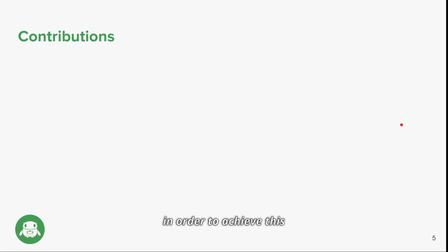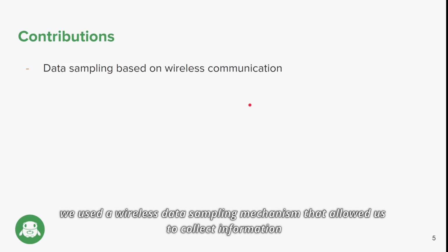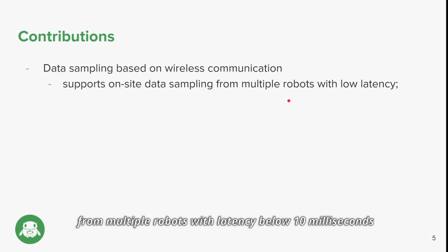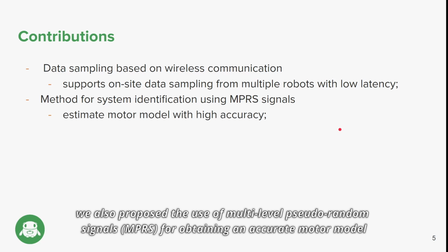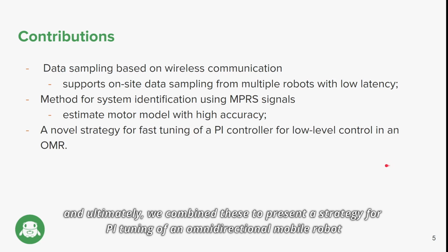In order to achieve this, we use a wireless data sampling mechanism that allowed us to collect information from multiple robots with latency below 10 milliseconds, within the design requirements of this robot soccer application. We also proposed the use of multi-level pseudo-random signals for obtaining an accurate motor model. And ultimately, we combined this to present a strategy for PI tuning of an omnidirectional mobile robot.